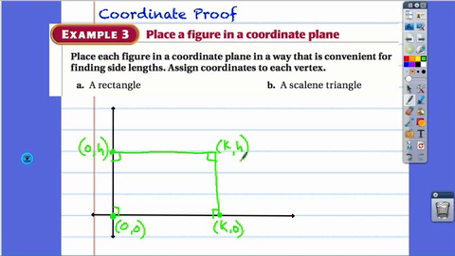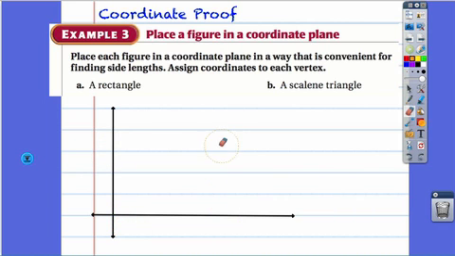When we're proving something, we're always talking about the general case. We're not talking about an example. Giving an example does not mean the same thing as proving something. So instead of giving an example, we use variable coordinates to talk about the general case and not a specific example with numbers.